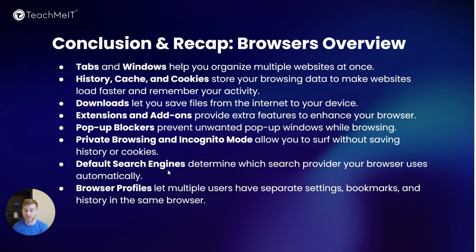Lastly here, default search engines. They just come with the web browser you have. You can set your default search engine, but for the most part, most people just keep them the same. Lastly, our browser profiles let multiple people have separate settings, bookmarks, and history in the same browser, or we can be using multiple accounts or different devices and keep the same information, such as settings, bookmarks, and search history. So in this one, we've covered all about browsers.